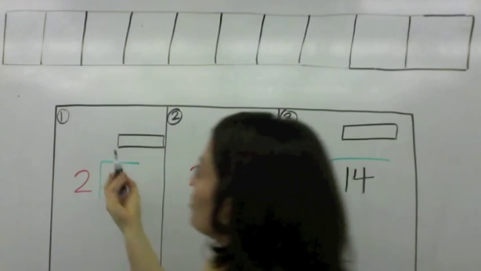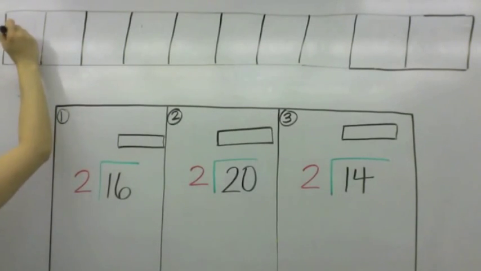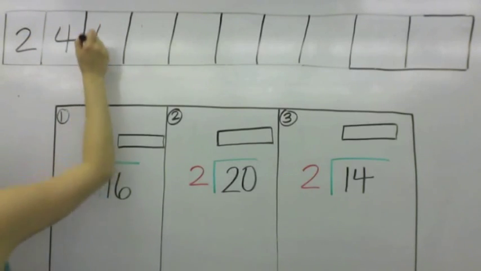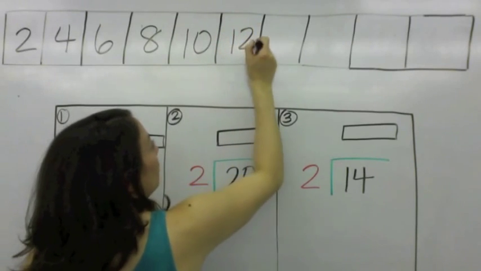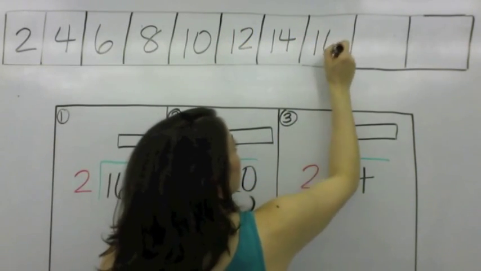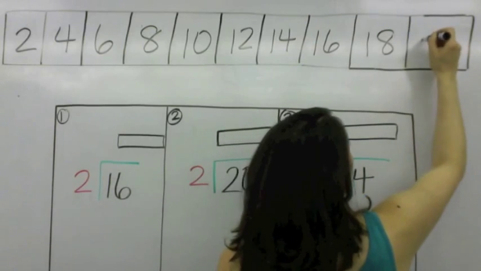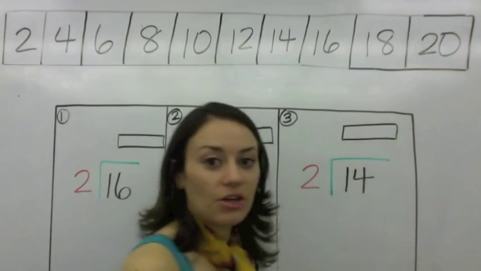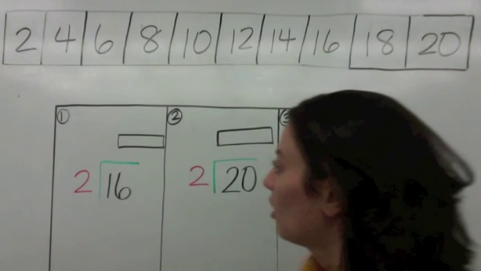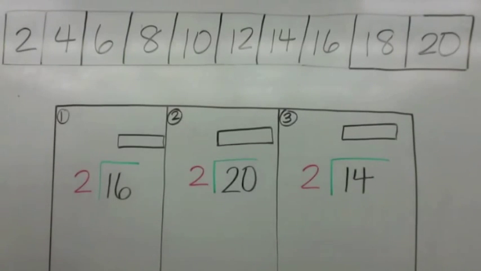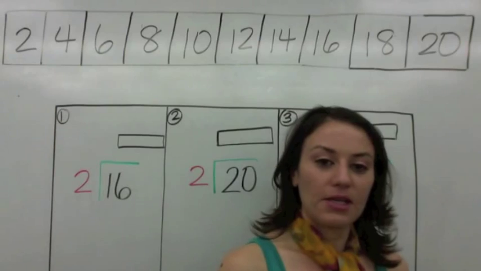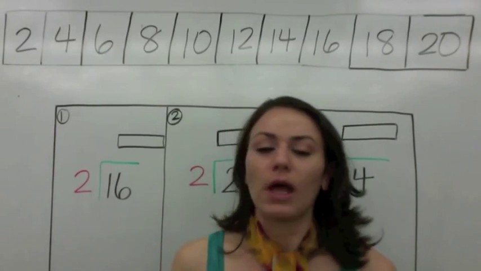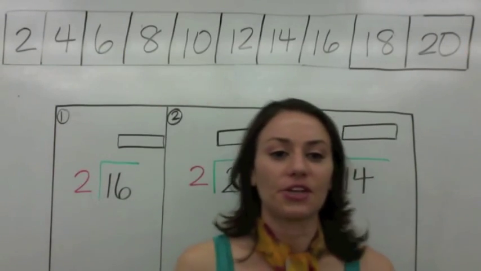Okay, so let's skip count by 2 again. Skip count with me, say 2, 4, 6, 8, 10, 12, 14, 16, 18, 20. Very good. Let's talk about division for a minute now, okay? So let's say you have a problem that is 16 divided by 2. Now, I want you to think about this in a new way, because many of your teachers have said, well, how many times does 2 go into 16?